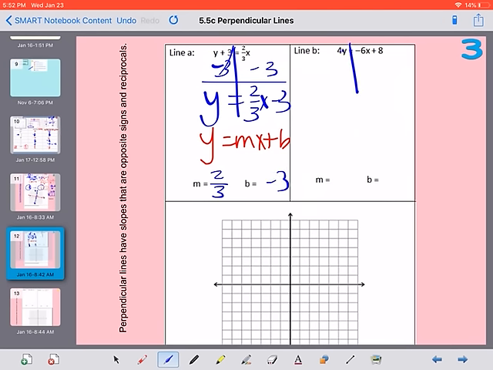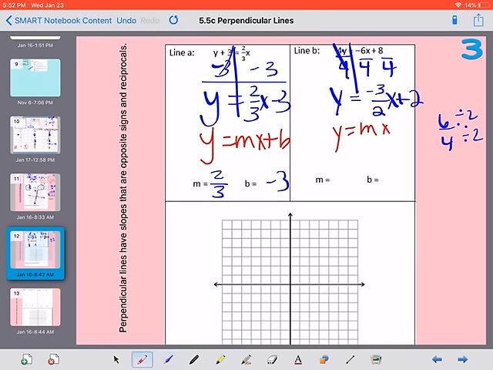And the opposite of multiplying by 4 is dividing by 4. So we have y equals a negative 6 over 4. If we simplify that, we can divide by 2. That gives us 3 over 2. And then plus 8 divided by 4. Oops, forgot the x. 8 divided by 4 is 2. So this one is also now in the form y equals mx plus b. m is -3/2, and b is 2. If you look at our slopes, they are opposite reciprocals, so we know we did this correctly.